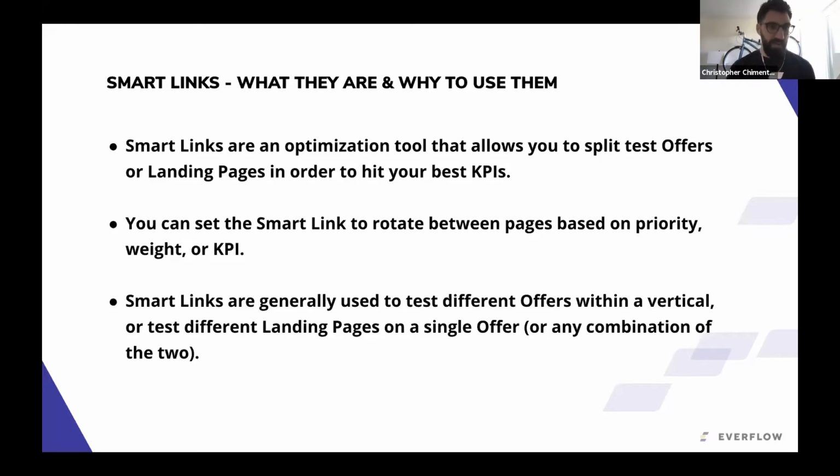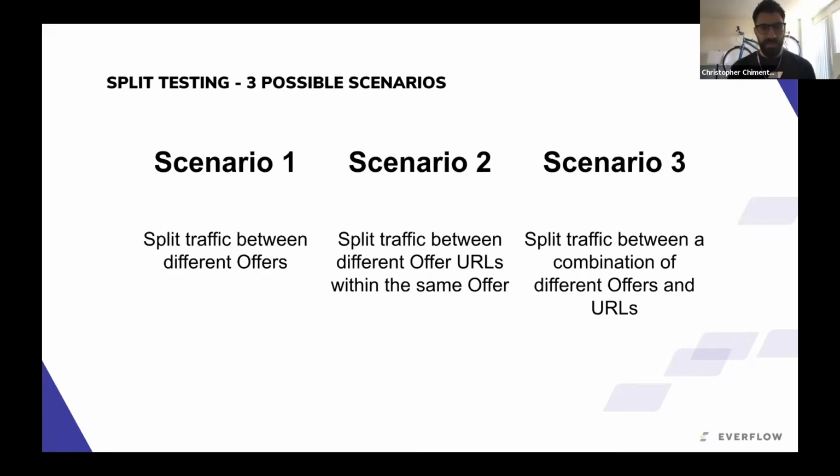Now, smart links are generally used to test different offers within a vertical. They could also test different landing pages on a single offer or any combination of the two. Today, we're going to walk through 3 different scenarios and give you an idea of what's possible with smart links. Scenario 1, we're going to split different offers. Scenario 2, we're going to do the same offer with different URLs. And scenario 3 will be a mix of both.